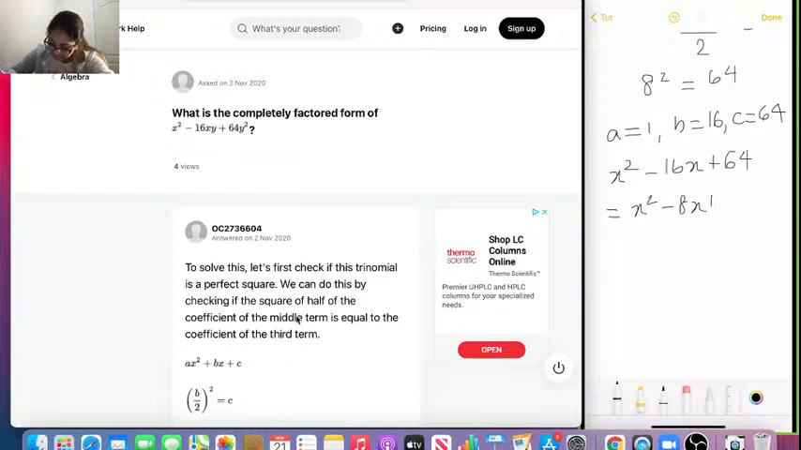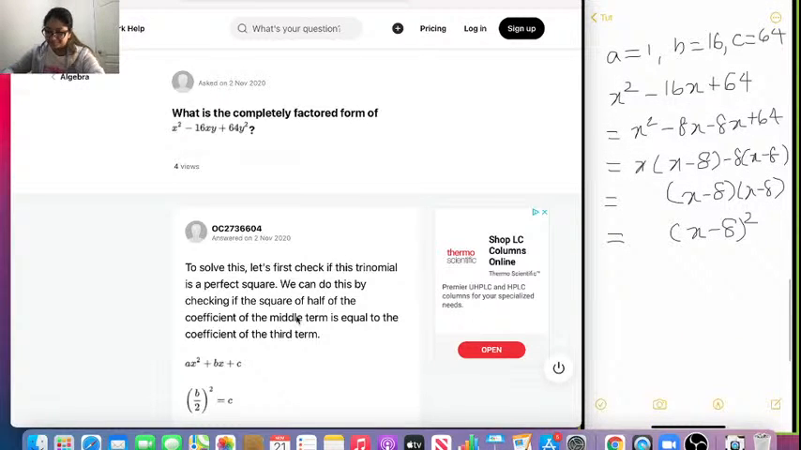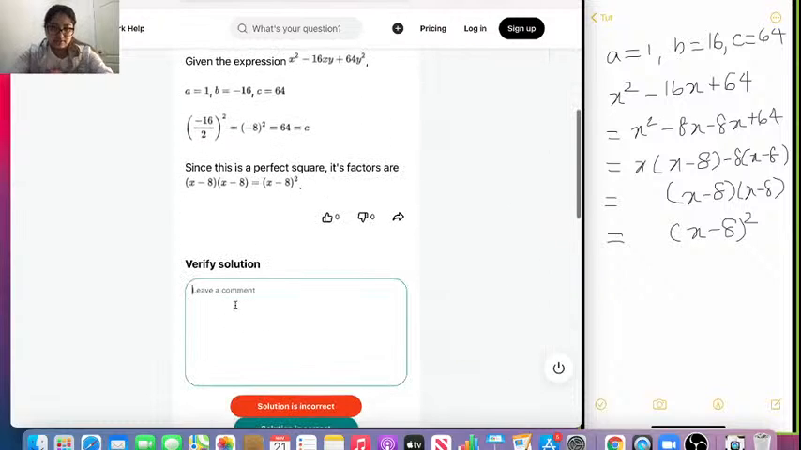Minus 8x minus 8x plus 64. Yes, so we have x minus 8, minus 8, x minus 8 over here. And so we basically get (x minus 8), and this is basically (x minus 8) squared. And so yes, we can completely factor this, and it's a matter of a perfect square. And so this is the right solution.